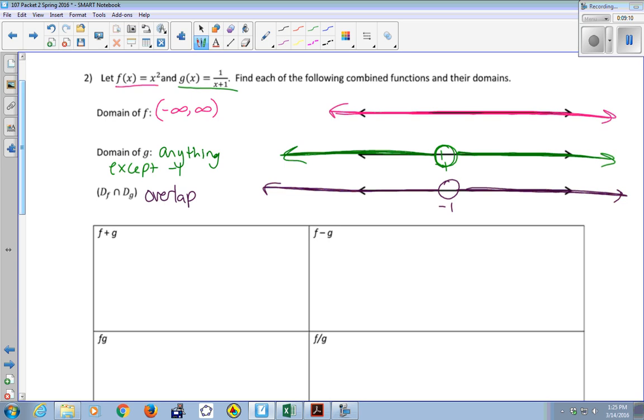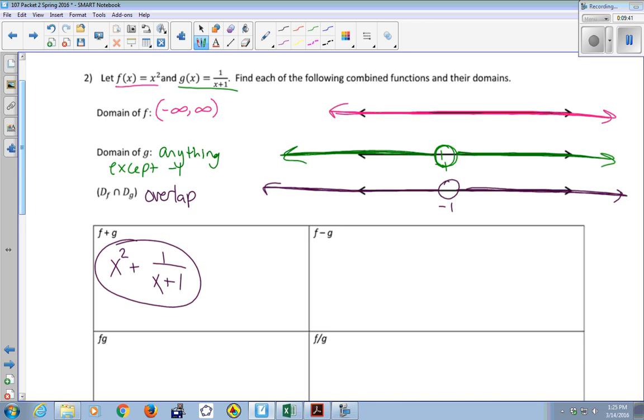All right, so now adding, subtracting, multiplying, and dividing is just really straightforward. And the only hard part is the domain, but we have found the domain of all of them. Okay, this is the domain. The intersection of f and g is the domain of all four of these combined functions. So to add f plus g, that would just be x squared plus 1 over x plus 1. And if you really wanted to, I guess you could get a common denominator and add them together, but I'm just going to leave it like that.